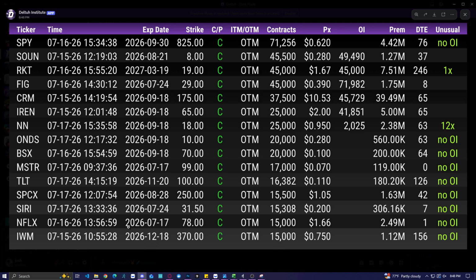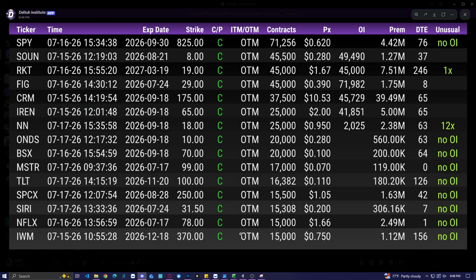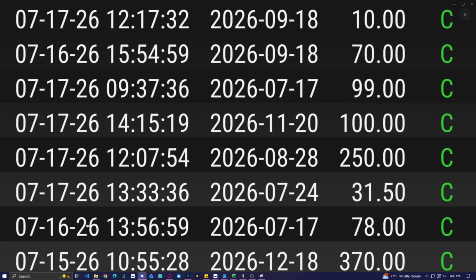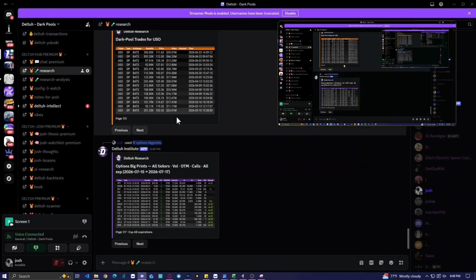Now, this doesn't have any expiration date, but for example, yesterday somebody sold out of the money calls on Netflix at the $78 strike. I must have missed the expiration date. During the day, I like to check this around 3 o'clock in the afternoon, that way I can see as many trades come in as possible for the day. And then I'll create a thesis off of something that I see from there.